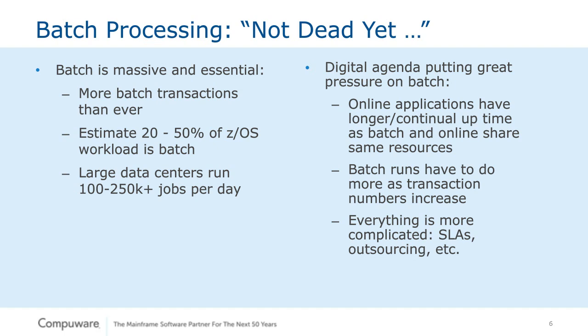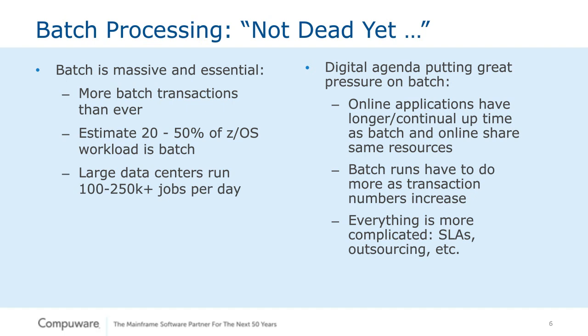What we're seeing is that with the drive for online and with digital transformations, opening up transactions to the web, we're actually seeing a growth in batch transactions. At the same time, we're seeing the batch windows shrinking. So more transactions, less time to do them. And that's where throughput steps in.